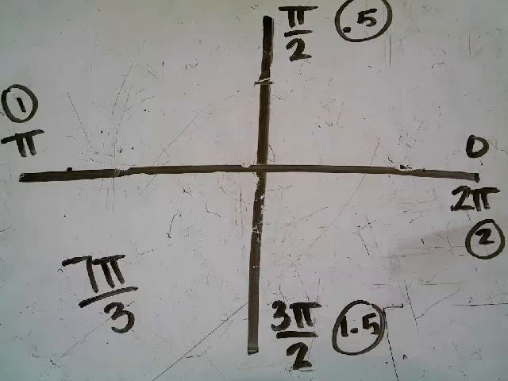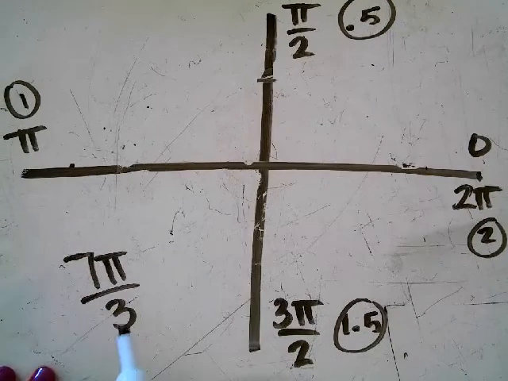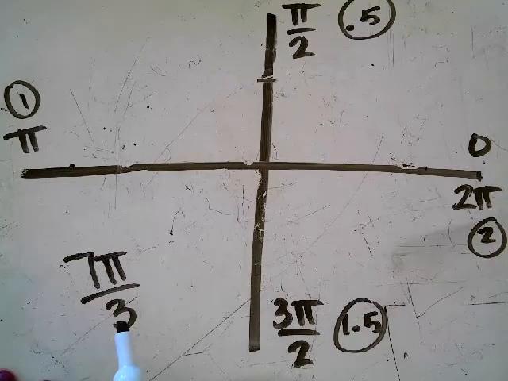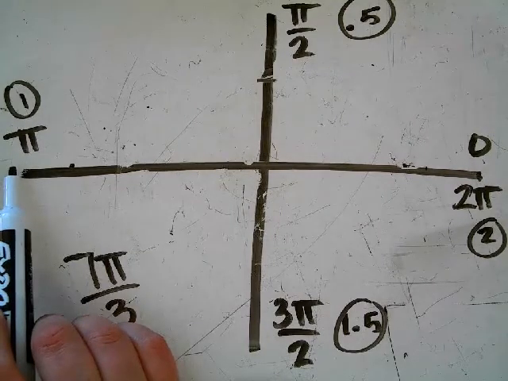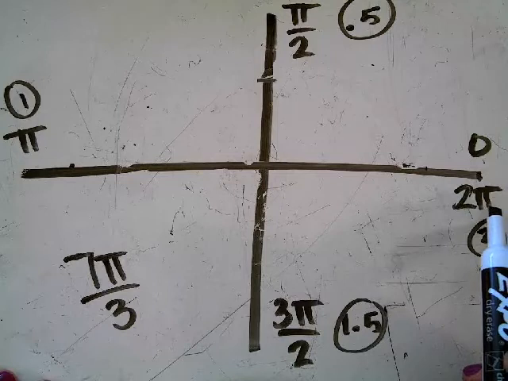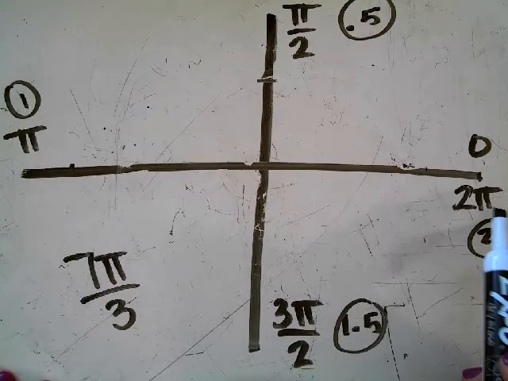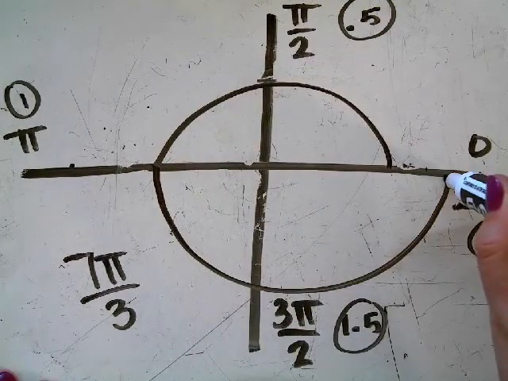All right, so 7 thirds. I've heard a few whispers about it. What's the issue with 7 thirds? It's back on top. So over here we got 3 thirds. Then to get to 2 pi, we got 6 thirds. So 7 thirds is too far. So we got 3 thirds, 6 thirds, 7 thirds. Does that make sense?